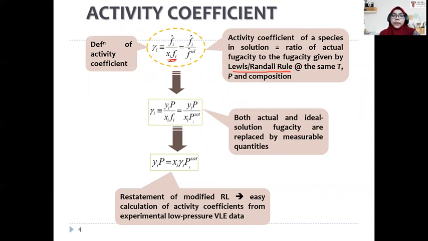So we can obtain that both the fugacity in the ideal solution and the fugacity in the actual solution can be replaced by Raoult's law.